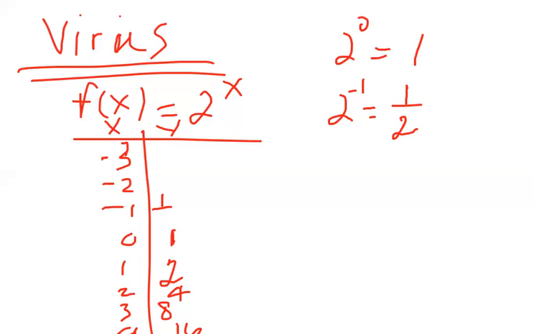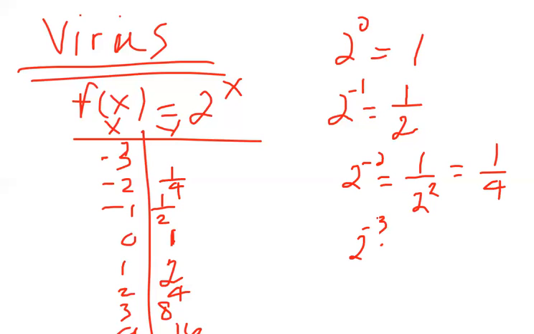So likewise, if we have 2 raised to the -2 power, we take the reciprocal, so this would become 1/2 squared. And 1 over 2 squared becomes 1/4, okay? And then finally, 2 to the -3 power gives you 1 over 2 to the 3rd power, which is 1/8. So I want you to notice something, guys.